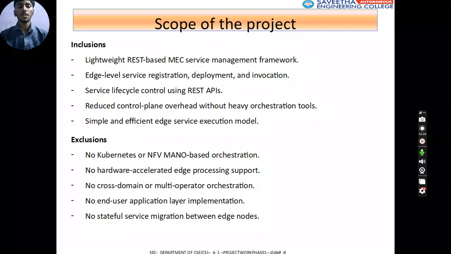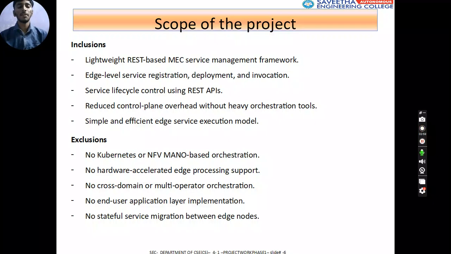And then inclusions: we are including a REST-based framework for the MEC networks, and edge-level service registration, deployment, and invocation. We are also including service lifecycle management using REST APIs, and we are reducing the control plane overhead without using heavyweight orchestration tools. A simple and efficient edge service execution model is also included.